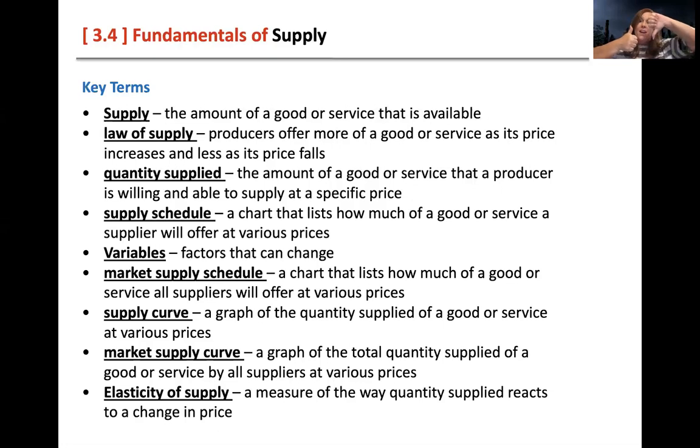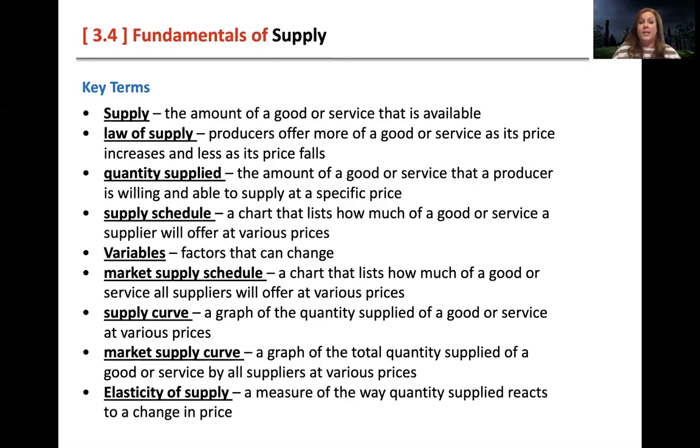However, if I've got to lower the sale price to get people to buy it, I'm probably not going to be as willing to manufacture or sell it because it's eating into my profit. So the law of supply is a direct relationship. Now, quantity supplied. This is the amount of a good or service that the producer is willing and able to supply at specified prices. We're going to have those schedules that tell us at this price they'll produce this much.